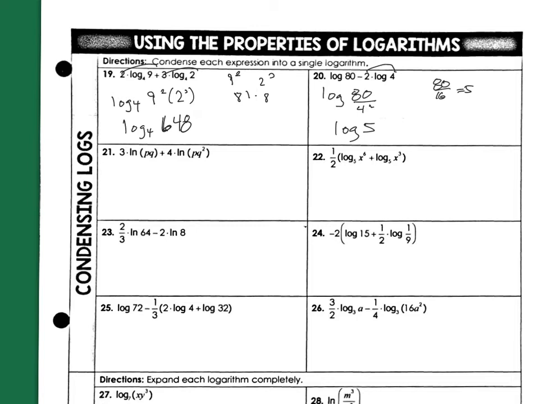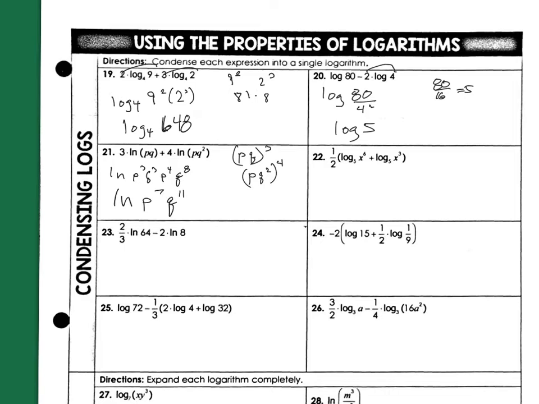Now for this one, you have the third. We have pq to the third, and we have pq squared to the fourth. That's a lot of p's and q's, so we got to make sure we do the power to the power. So we're going to have the natural log of p to the third, q to the third, p to the fourth, and q to the eighth. And then, of course, we add the powers together. So we get the natural log of p to the seventh, q to the 11th.